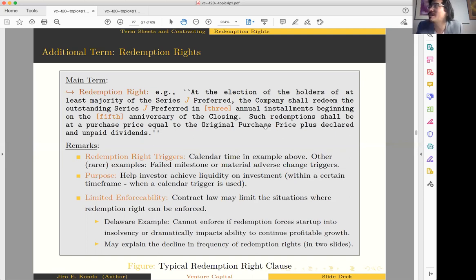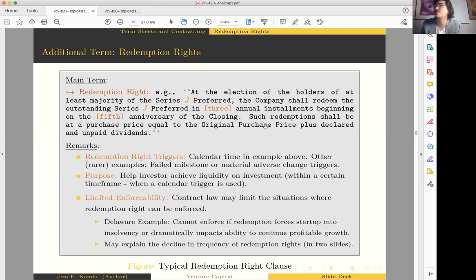The company shall redeem the outstanding shares of Series J preferred in some number, oftentimes it's three, annual installments beginning on some start date, fifth. So in which case some of it redeems at the fifth, some of it redeems at the sixth, some of it redeems at the seventh year anniversary of the closing.